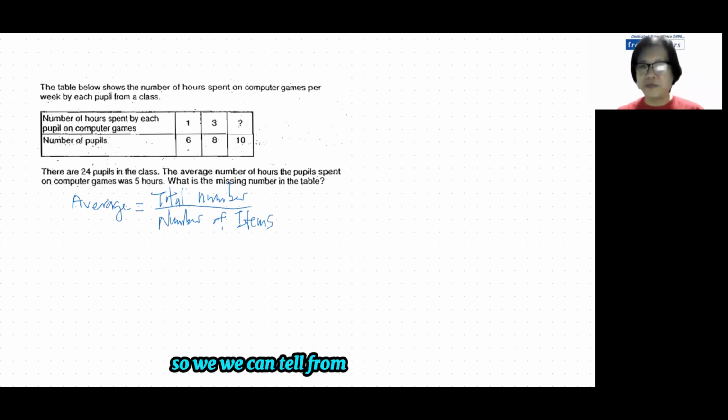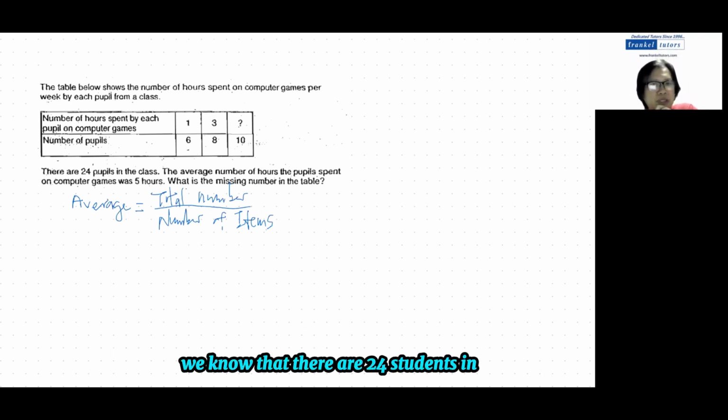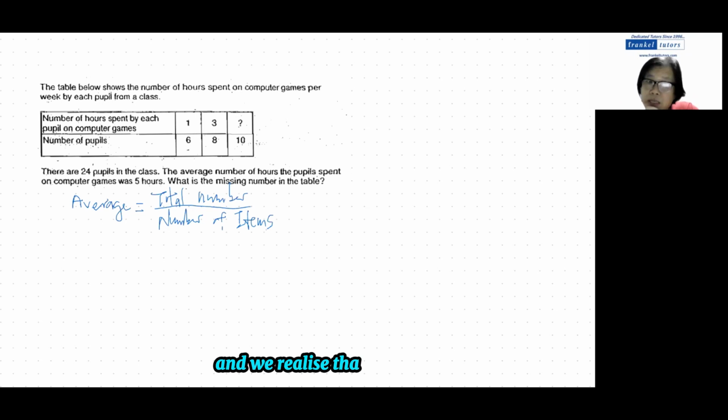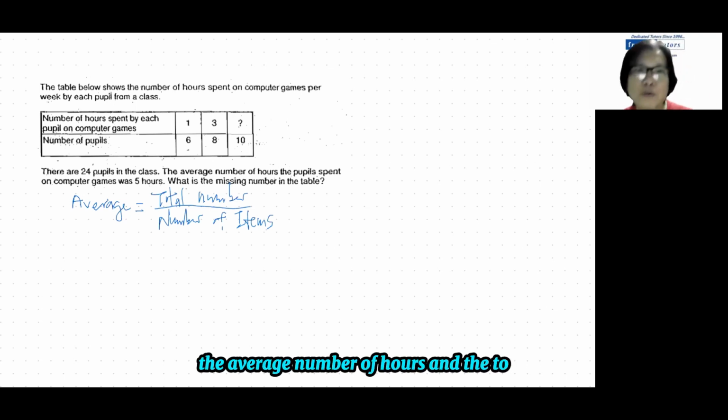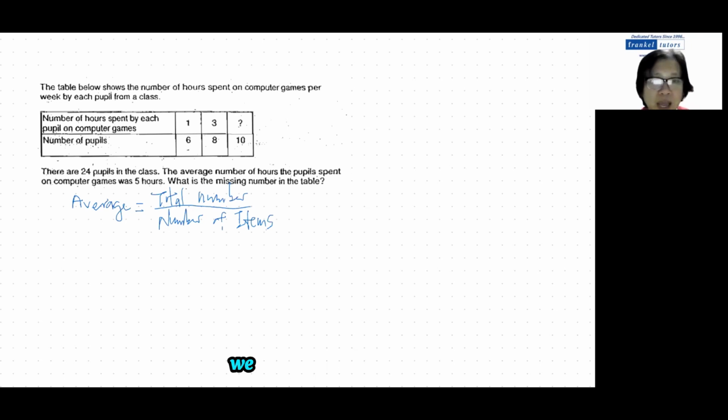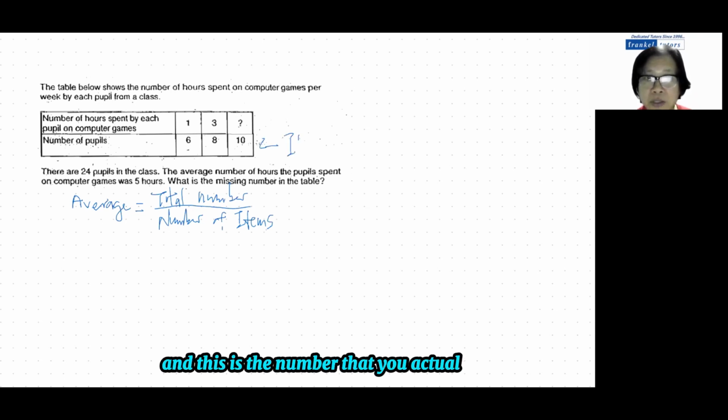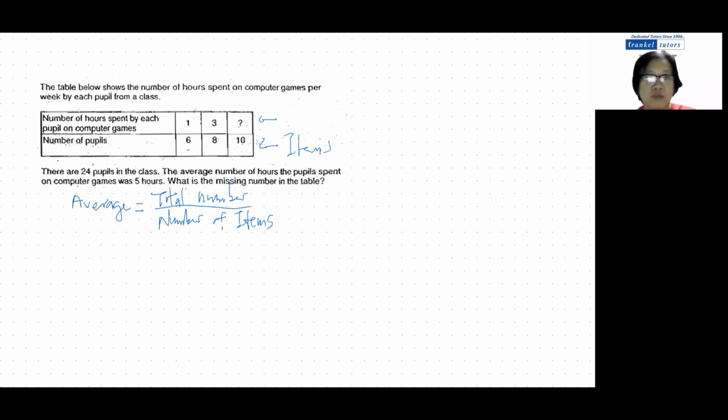So in this case, when we look at how things work, we can tell from reading this table that we know there are 24 students in the class, and we realize that there's an average number of hours the students spent. So if we already know two of the items, the average number of hours and the total number of students, in this case, we have the total number of items. These are the items, the number of pupils. And this is the number that you actually want, because it's the number of hours that you're spending here.